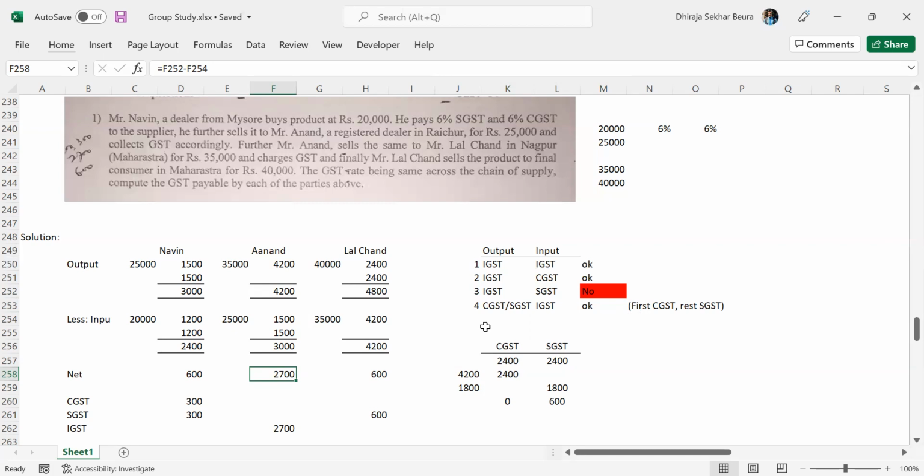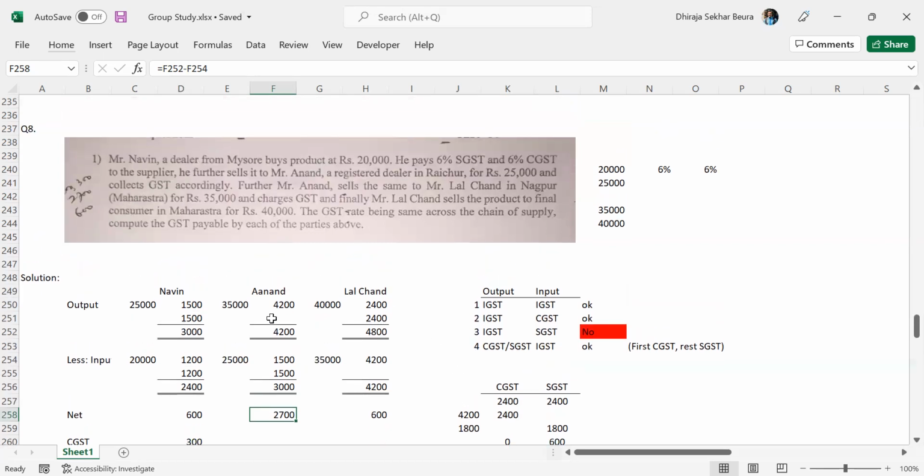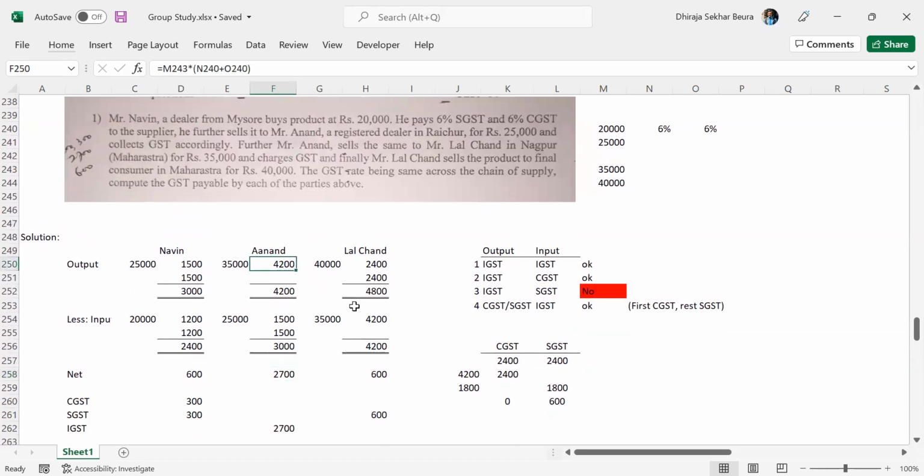Okay. Finally, a very easy one, going forward to Mr. Lalchand. Mr. Lalchand has purchased from Mr. Anand, because of which his credit is IGST. Because as I said in the case of Naveen also, same 4,200 will be credit for Mr. Lalchand, which is 4,200 IGST. However, his sell is inside the state, so intrastate supply, which is why his liabilities are SGST and CGST. Rates are again 6%, 6%. His sell is for 40,000, if you notice here, which is why we have 2,400 SGST liability, 2,400 CGST liability.